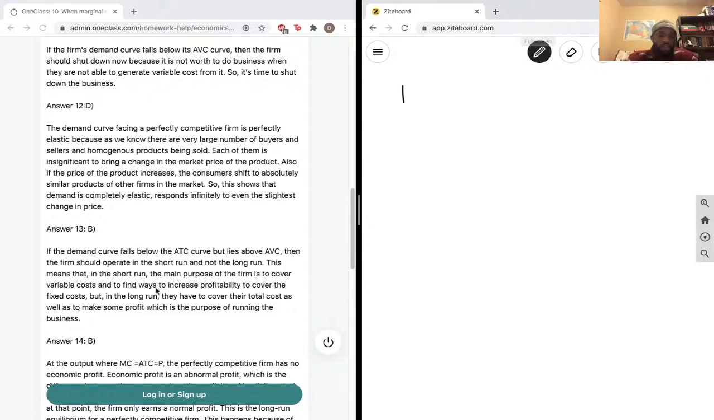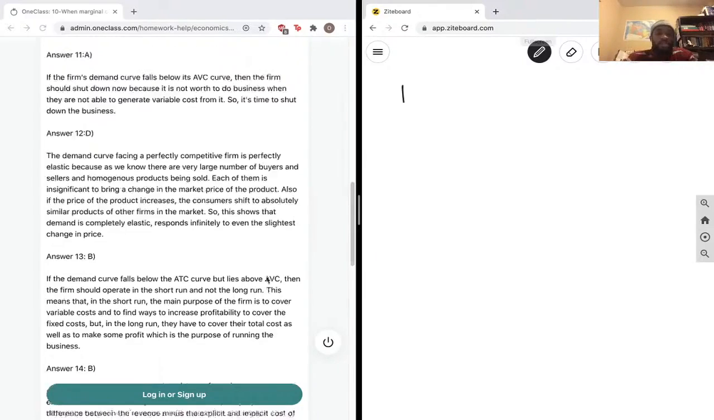This means that in the short run, the main purpose of the firm is to cover variable costs and find ways to increase profitability to cover the fixed cost. But in the long run, they have to cover the total cost as well as make some profit, which is the purpose of running a business. So we agree with that explanation.